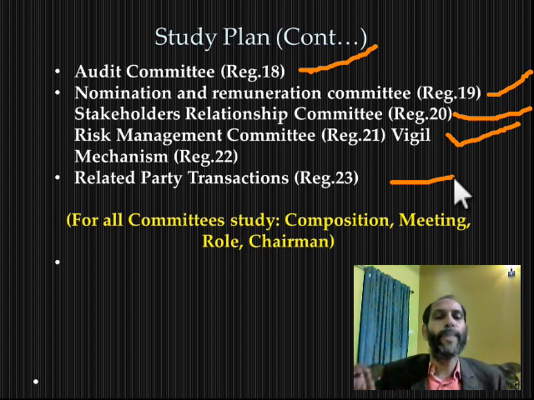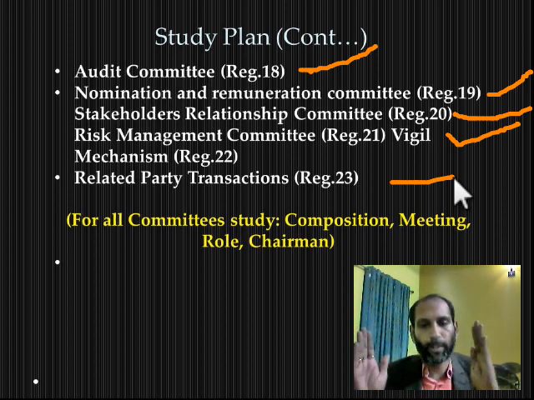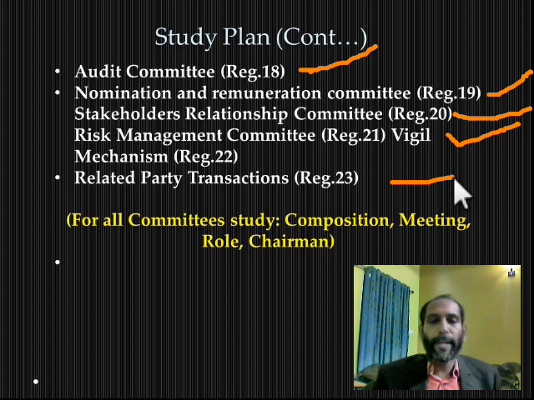Mind you, you may expect one question from committees. Very important. Got it? Audit committee, NRC, that is nomination remuneration committee, SRC, that is stakeholders relationship committee. The fourth one, RMC, that is the risk management committee, is a new one, exclusive for listed companies. Mind you, one question may arise. Apart from that, there is the vigil mechanism, which you already know in the Companies Act, the same thing.